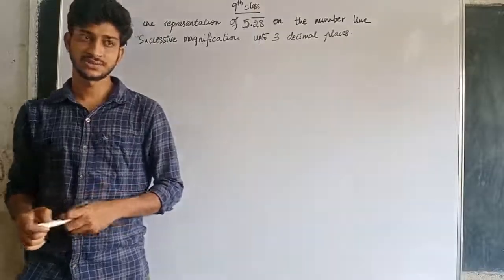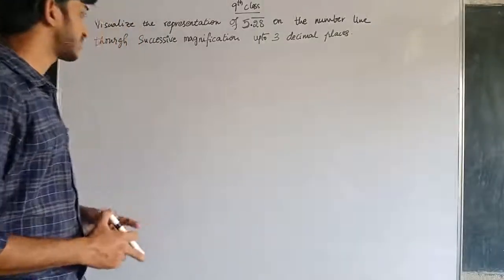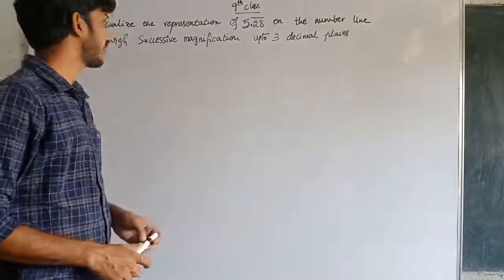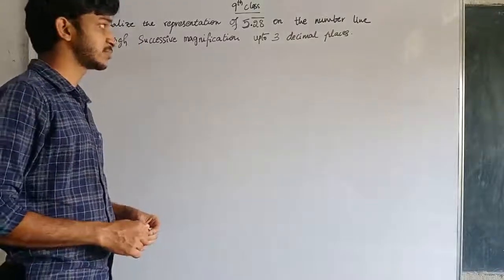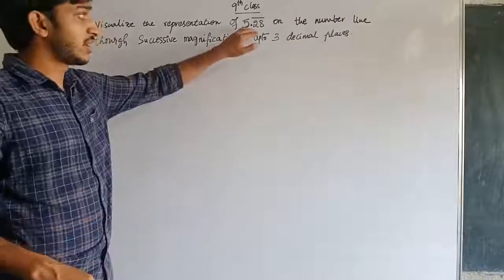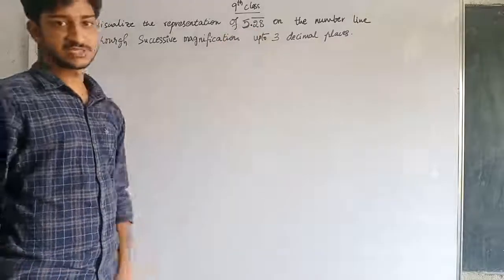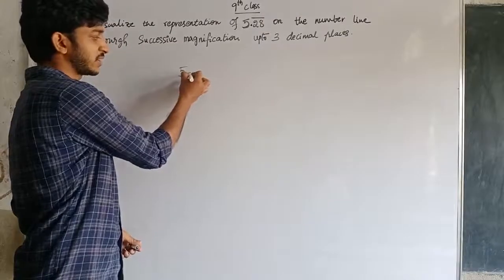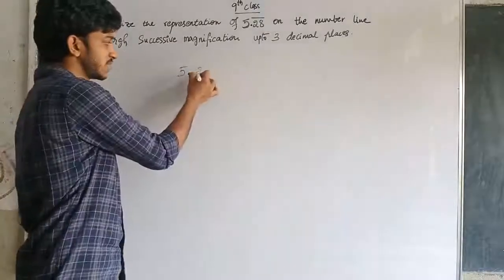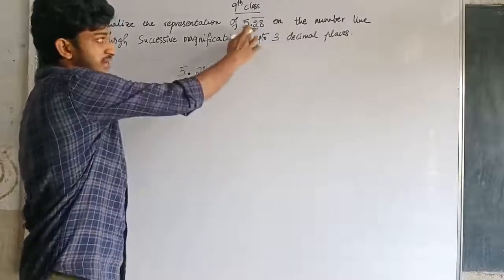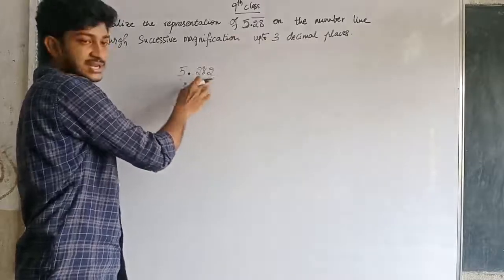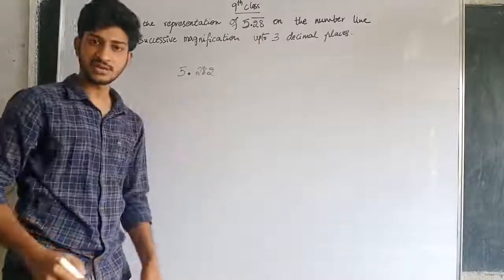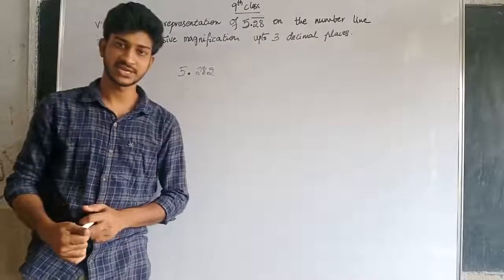Okay children, see the board. Visualize the representation of 5.28 bar on the number line through successive magnification up to 3 decimals. Up to 3 decimals means after the decimal point take 3 digits, that is 282. Here 28 is repeating, so I am taking 3 digits like this. Represent this number on the number line through successive magnification.